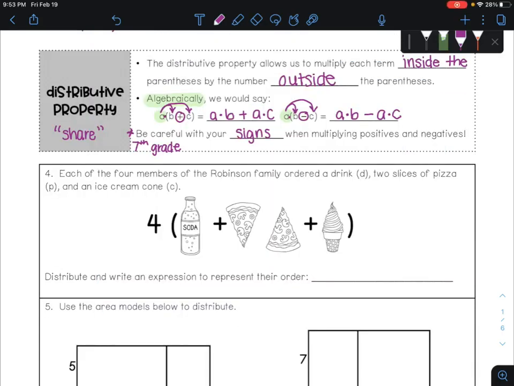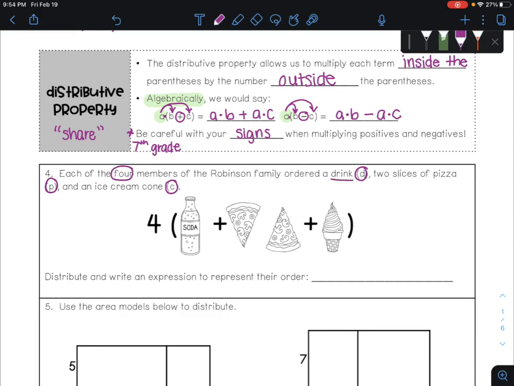In our next example, let's write our own expression using the distributive property, meaning we want a number multiplying a group of terms being added or subtracted. So here's the example. Each of the 4 members of the Robinson family ordered a drink, 2 slices of pizza, and an ice cream cone. And you can see in parentheses that they're giving us our variables. So I'm going to circle those, and I also saw that there are 4 people. So those are my numbers. And I'm just going to underline some key words.